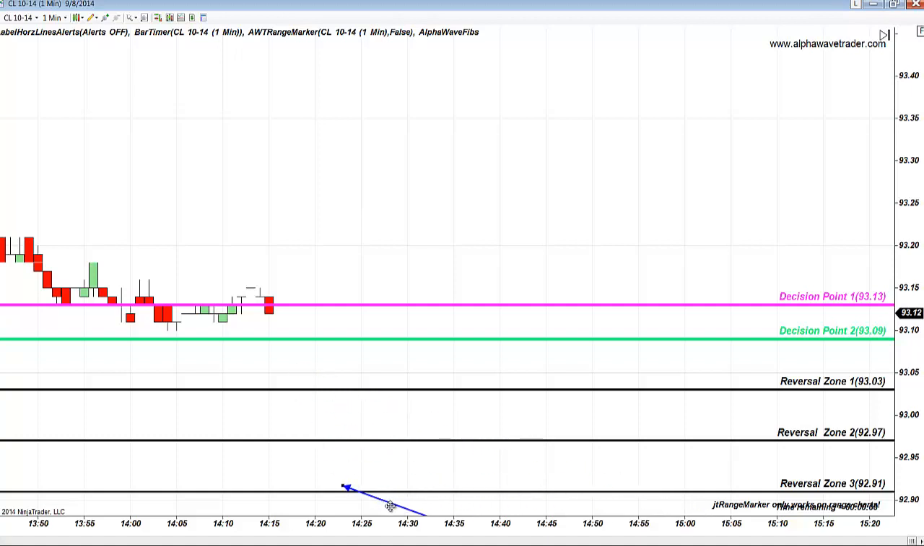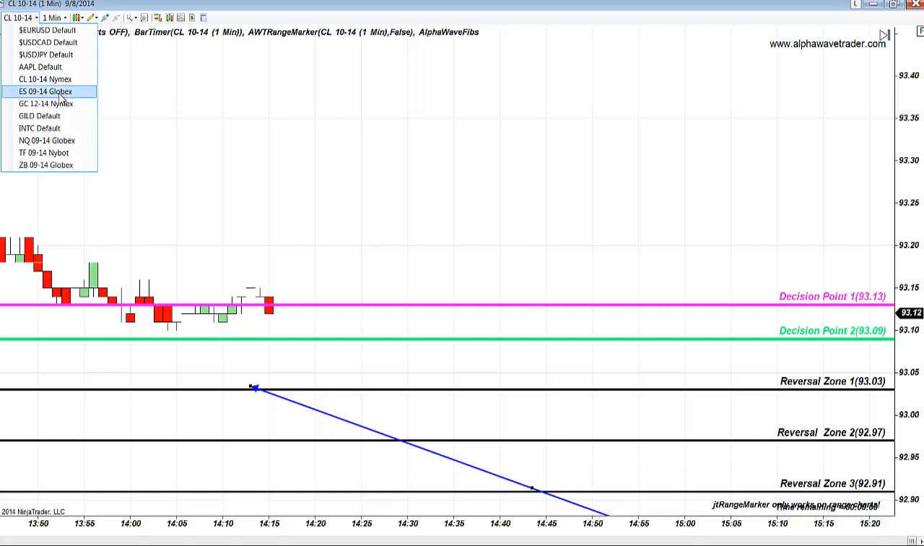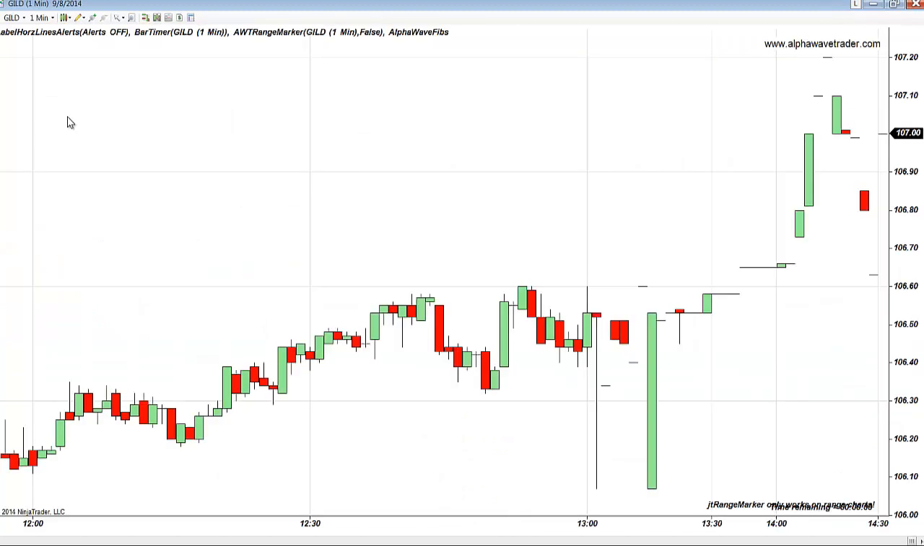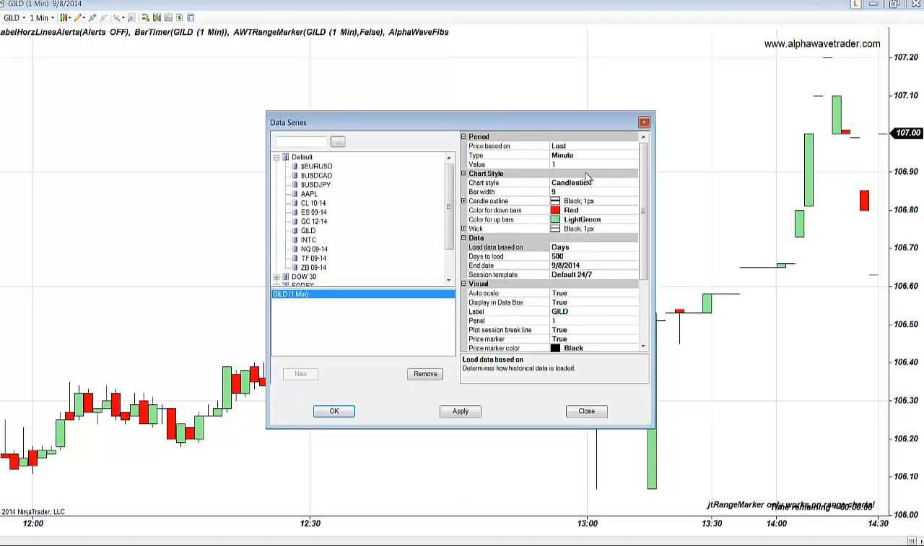Clear? That's oil 1 minute. Next question was GC. We already looked at gold, correct? GILD. What time frame on GILD, please? GILD daily. I prefer 1440.